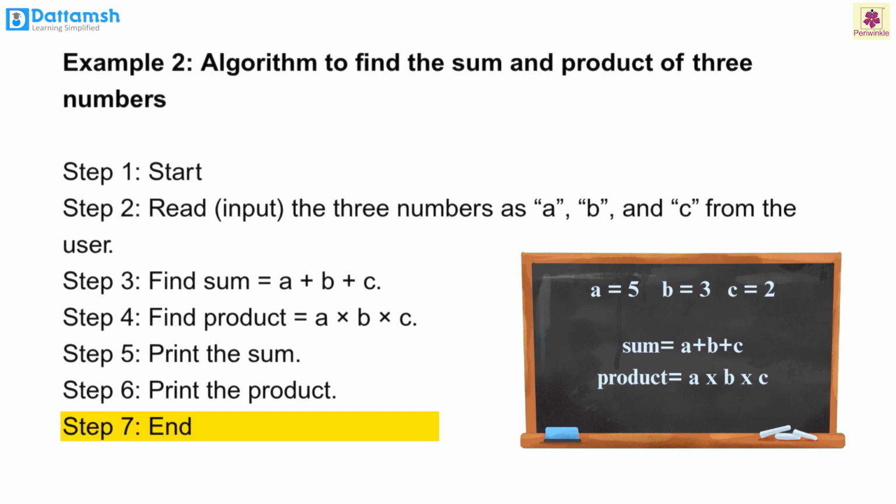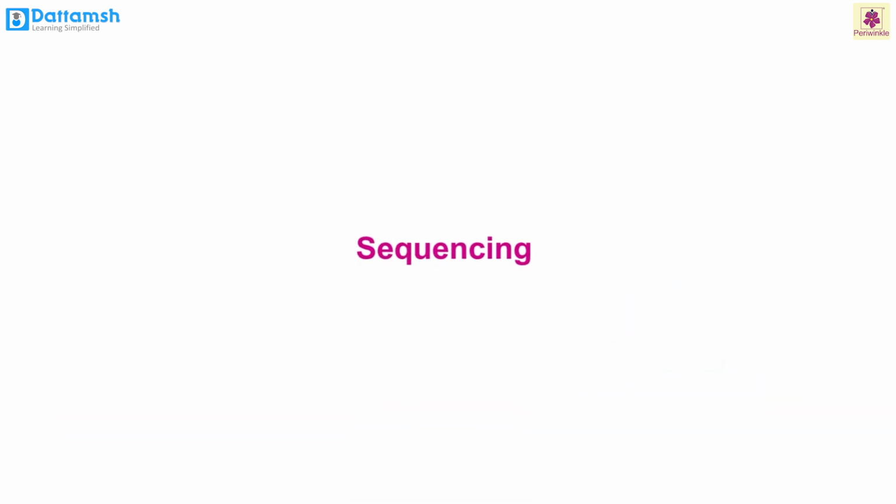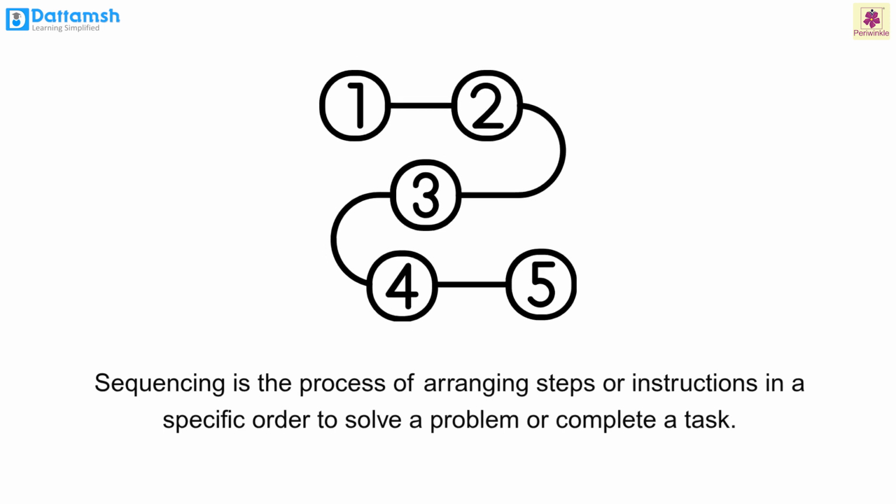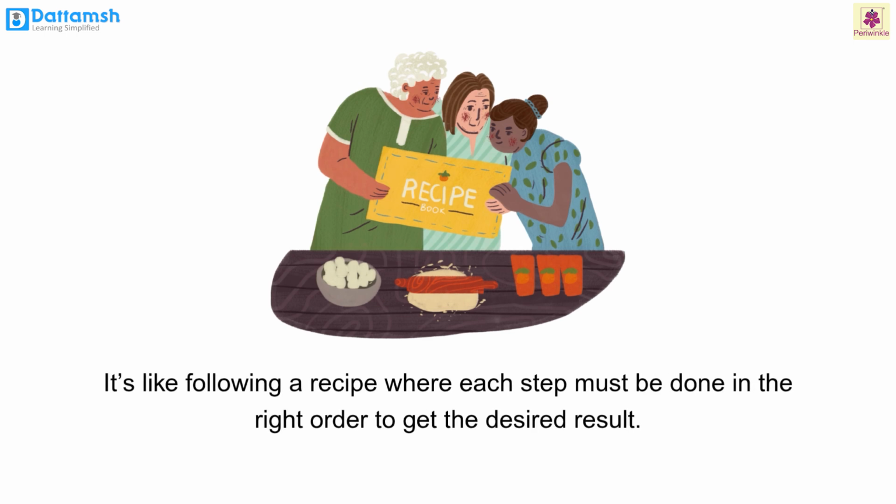Step 7. End. Sequencing. Sequencing is the process of arranging steps or instructions in a specific order to solve a problem or complete a task. It's like following a recipe where each step must be done in the right order to get the desired result. Sequencing is the specific order in which instructions are performed in an algorithm.